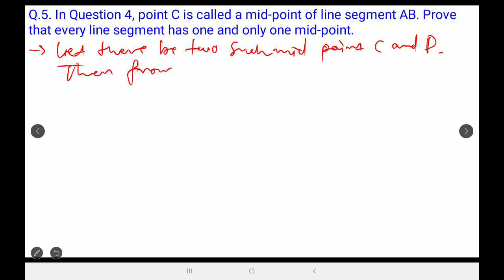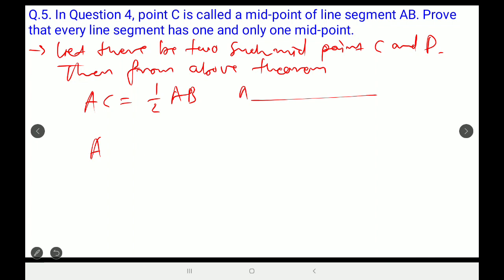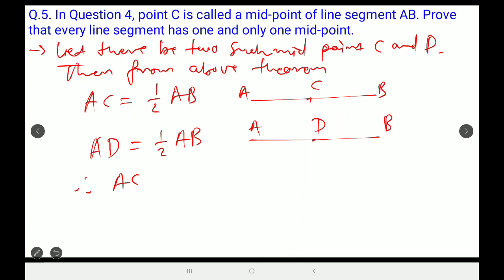Then from the above theorem, which is given in question number 4, we can write AC equal to 1 half AB. For the first condition we can draw like this, AB and midpoint is C, and in another condition AB midpoint is D. So first condition we can write AC equal to 1 half AB, and second condition AD equal to 1 half AB. Now the right hand side for both expressions is the same, so we can directly write AC equal to AD.